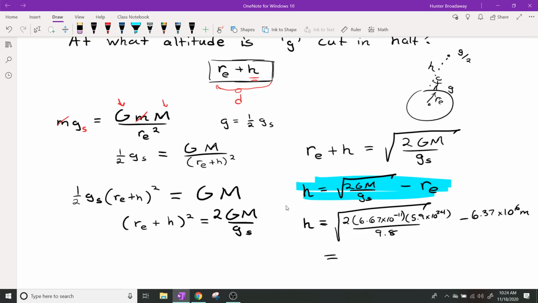So I would type in, I'm going to get my rinky-dink calculator out, 2 times 6.67 e negative 11 times 5.9 e 24 divided by 9.8. And then I would take the square root. So I'm going to do square root of the answer. Helps if I actually hit the square root button. Hit the square root of that. Oh, crap. Square root, second answer. Okay. And then I'm going to subtract out 6.37 times 10 to the 6th power.